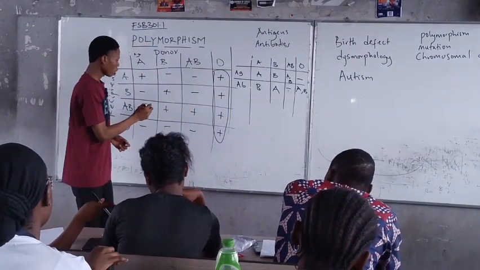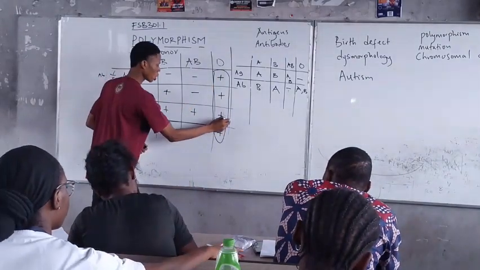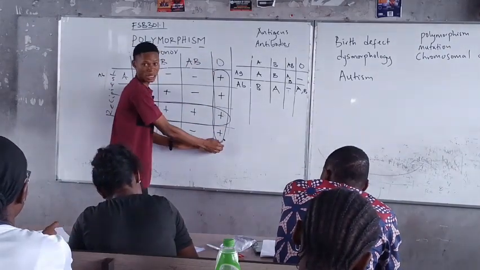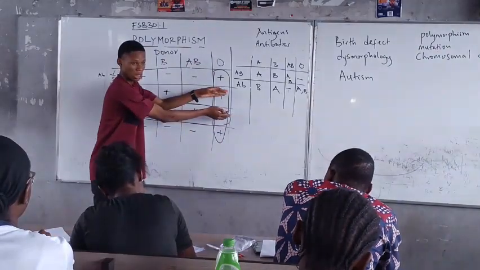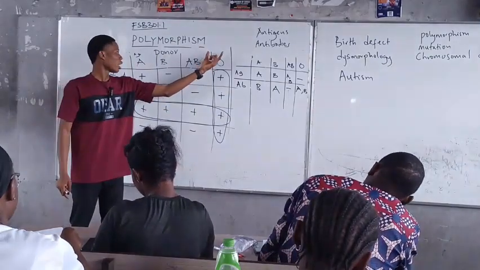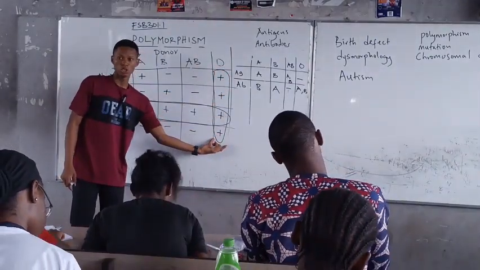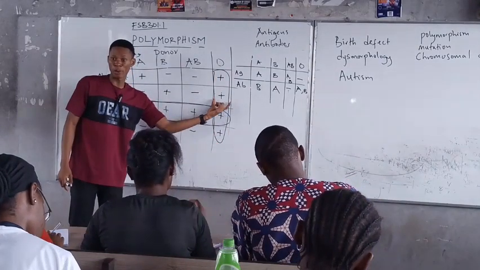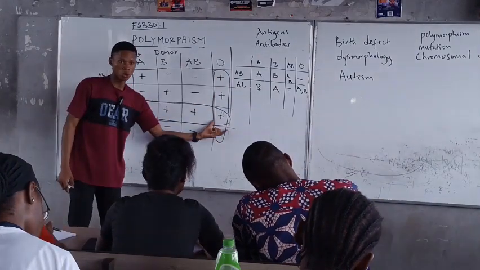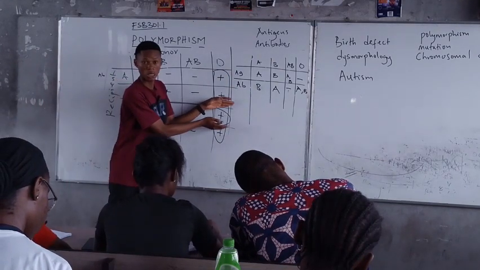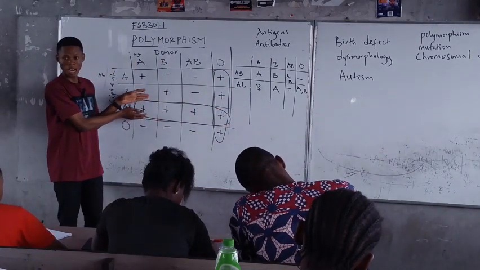Now if you check very well, you will see that here all of them are positive, right? While here all of them are what? Positive also. Now these are the donors, right? So we conclude that blood group O, they are the universal donors, meaning they can give to everybody. And we conclude that blood group AB, they are the universal recipient. So you can write it down.